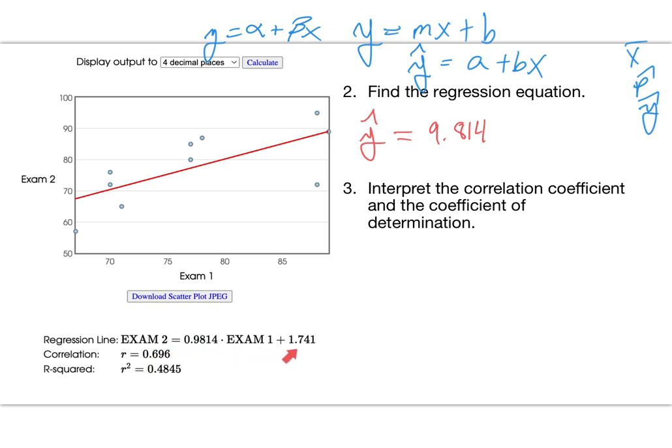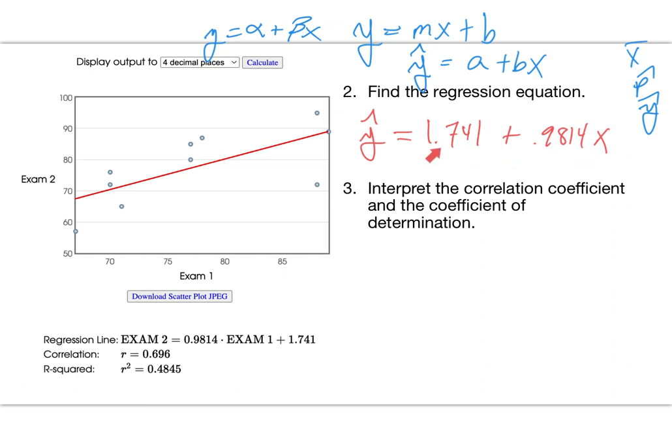I'm looking down here to look at what they have written. So the 0.918, I'm going to rewrite it the other way then. We're going to rewrite it as my intercept first, 1.741, which is positive, plus 0.9814x, where x was exam 1. So it gives me this equation. Typically, statisticians write it like this.